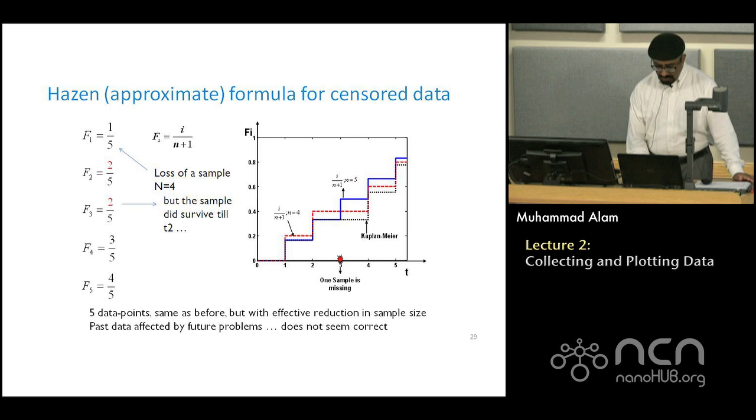Because there are 2 points at 0.4. Both of them are 0.4, right? Take a look, for example: the second and the third both have the same value. And then again for the fourth, you again have a jump, right? This is not correct. It turns out that if you do it this way, you'll make a significant error. This is sort of a poor man's way of doing it.